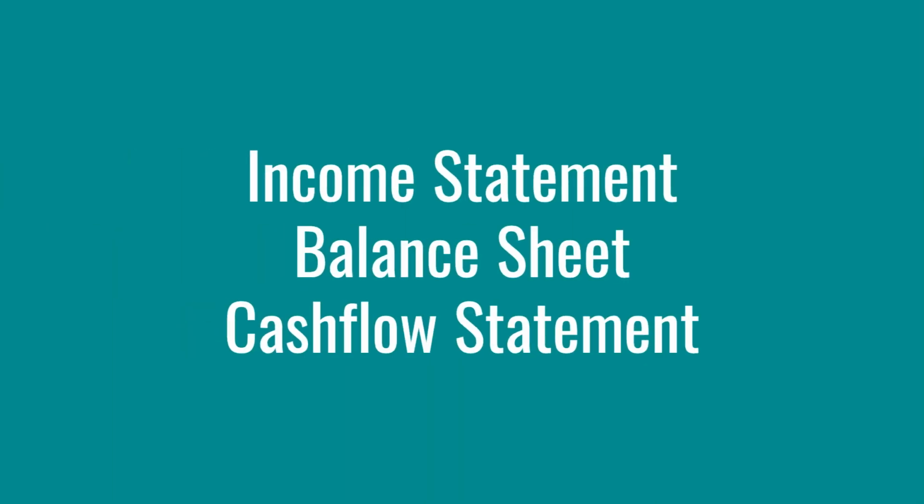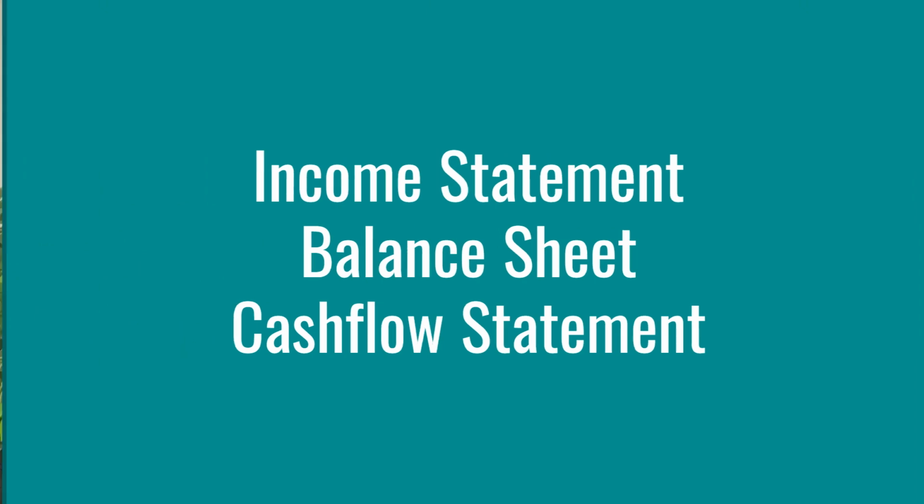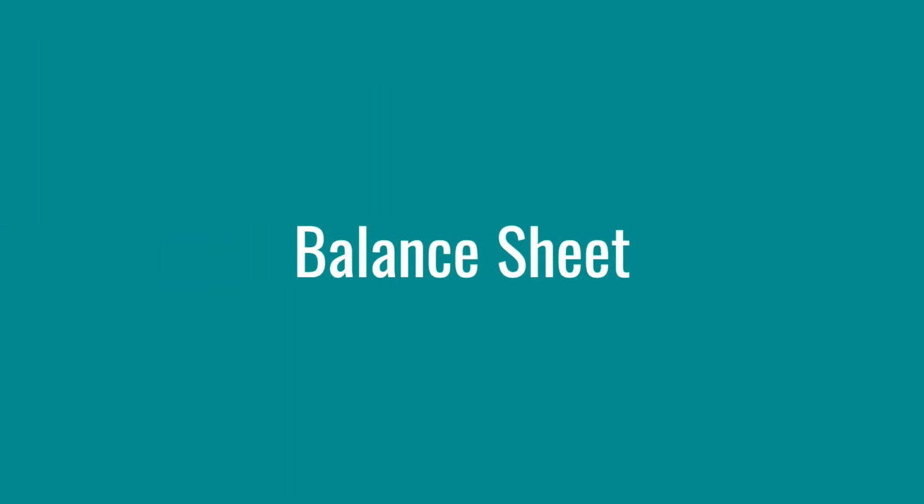There are three different types of financial statements: the income statement, or more commonly known as the profit and loss, the balance sheet, and the cash flow statement. We will have a look at each of these financial statements, and we'll also look at how they link together to give you or an investor or lender a full picture of your company's financial health. So let's start with looking at the balance sheet.